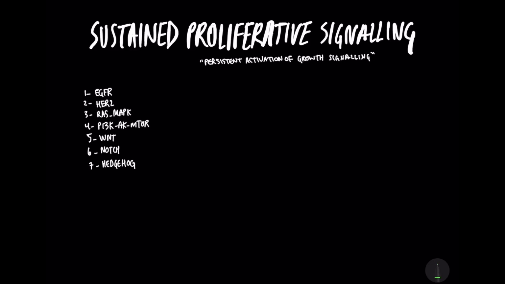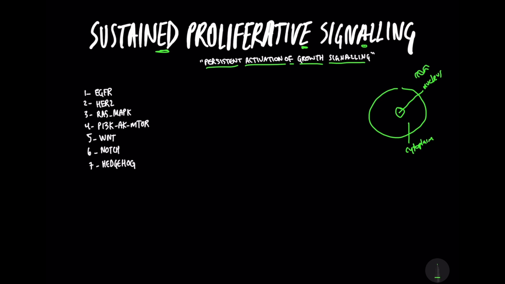Right, so we're going to now look at one of the main hallmarks of cancer, which is sustained proliferative signaling. Sustained proliferative signaling basically is persistent activation of growth signaling. So again, as always, we like to draw our cells and denote the position of the nucleus, which contains our genetic material, and here is the cytoplasm where almost everything else is.